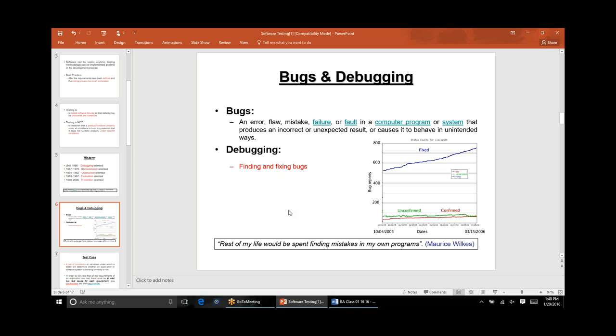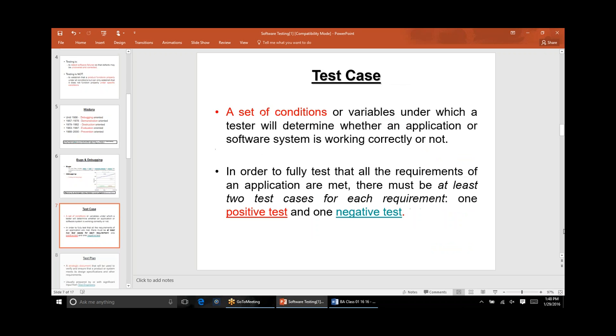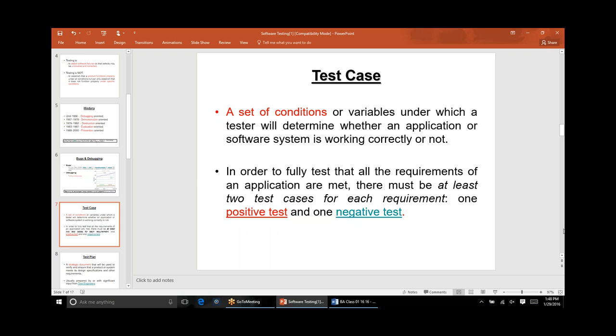So bugs and debugging. Bug is a defect and debugging is a process of finding those bugs and then fixing those bugs. Another term which we need to understand, which we need to know. Some of these terms which we're going to talk about are very commonly used in the real world. So a lot of these terms are very applicable in any kind of role we do, whether it's SAP, whether it's BA, whatever that is.